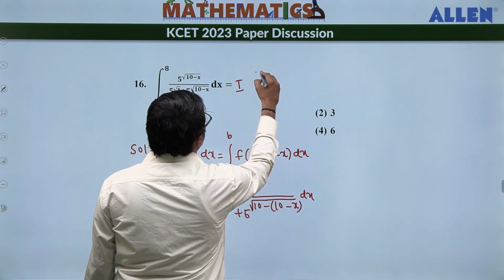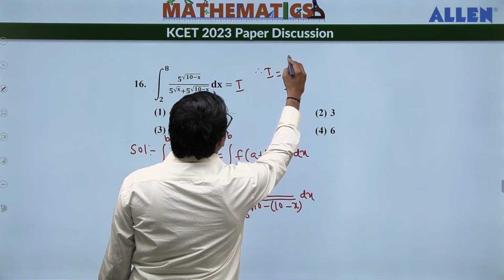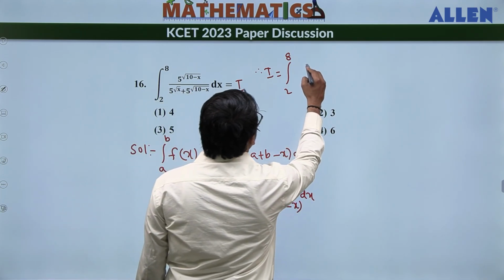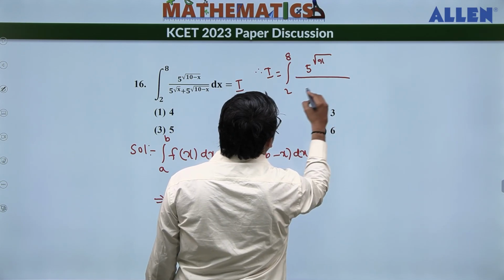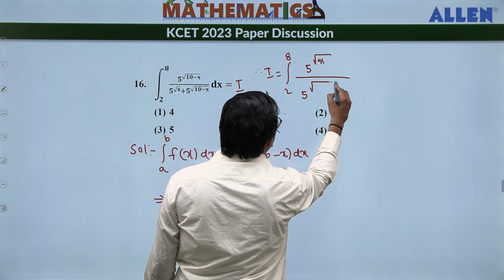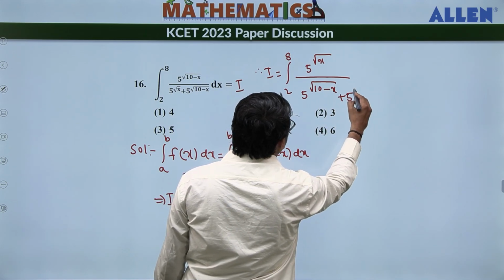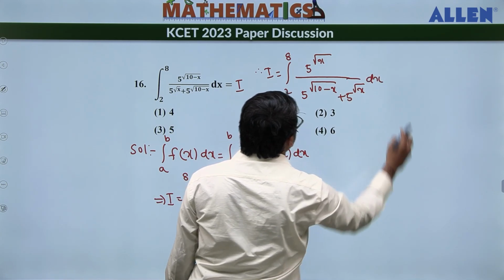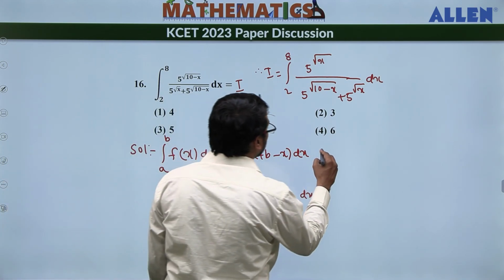So, what is I? Integral 2 to 8, 5 to the power root x over 5 to the power root of 10 minus x plus 5 to the power root x, dx. So, just add them up.